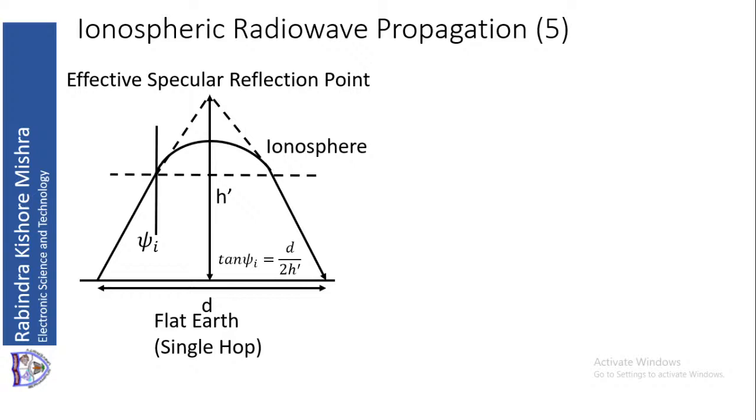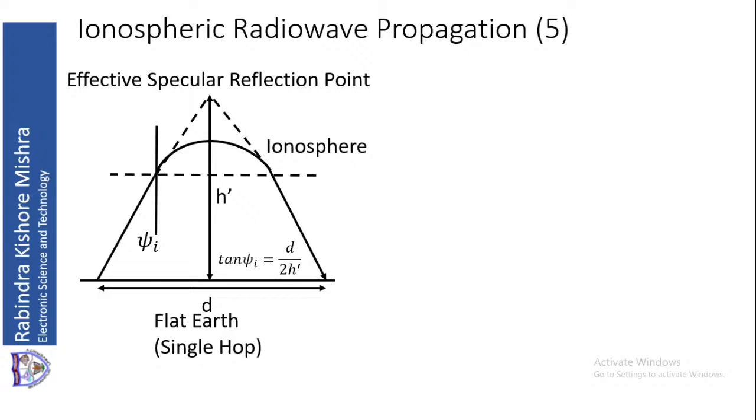d by 2 divided by h dash, which will be d by 2 h dash, because you know tan is equal to p by b, perpendicular by base. Now that angle psi I, base is h dash, perpendicular is d by 2. So from that we find out tan psi I is equal to d by 2 h dash.